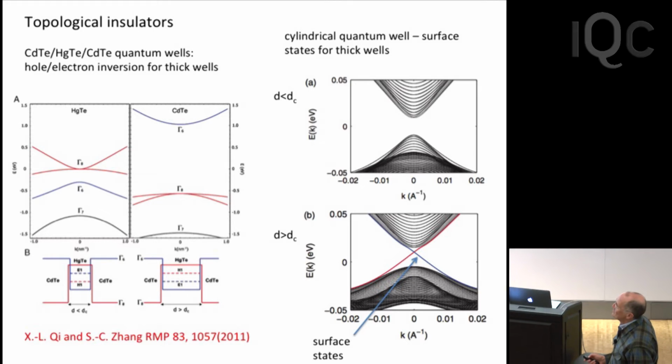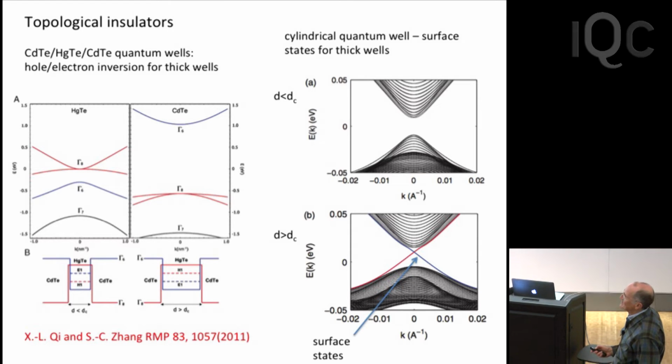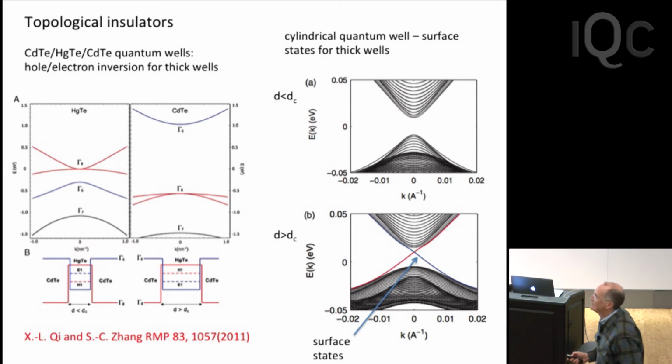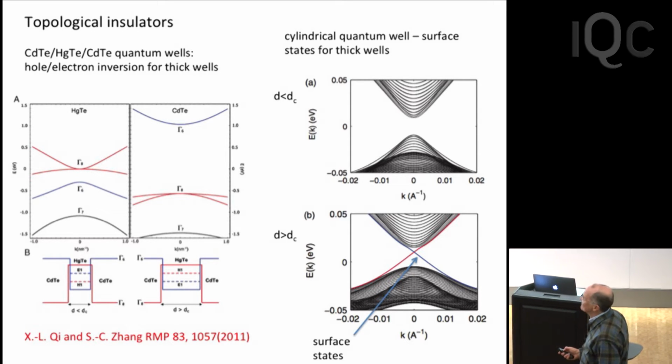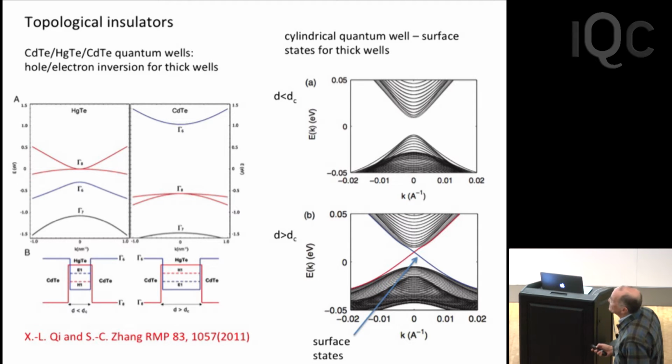If the mercury telluride is sufficiently thick, then it's possible for the highest level valence band to be above the lowest level conduction band. We call this band inversion. If that condition is satisfied, then you can get very interesting effects.